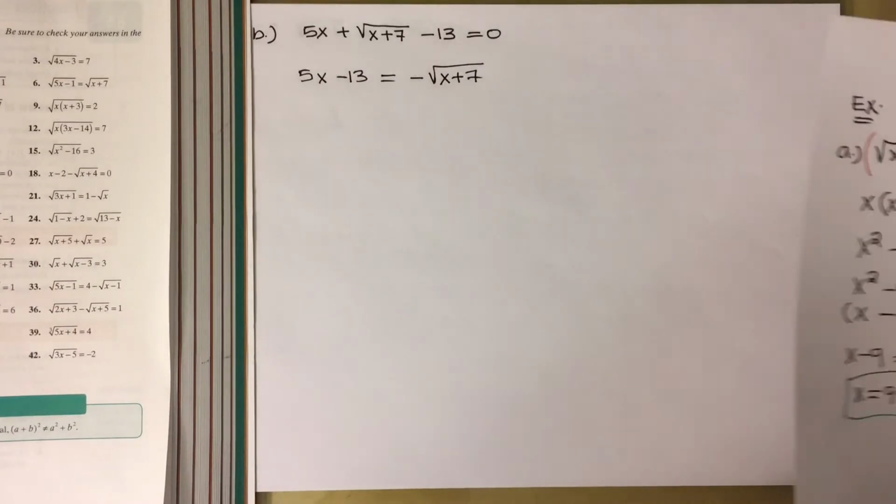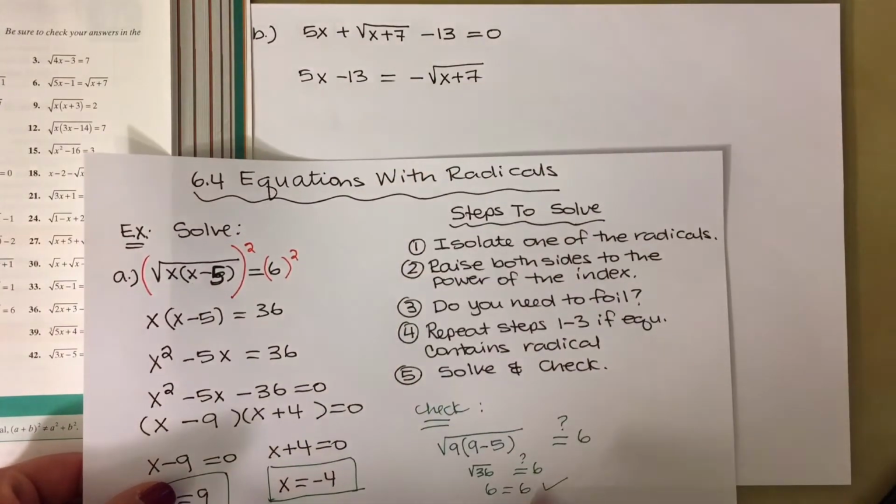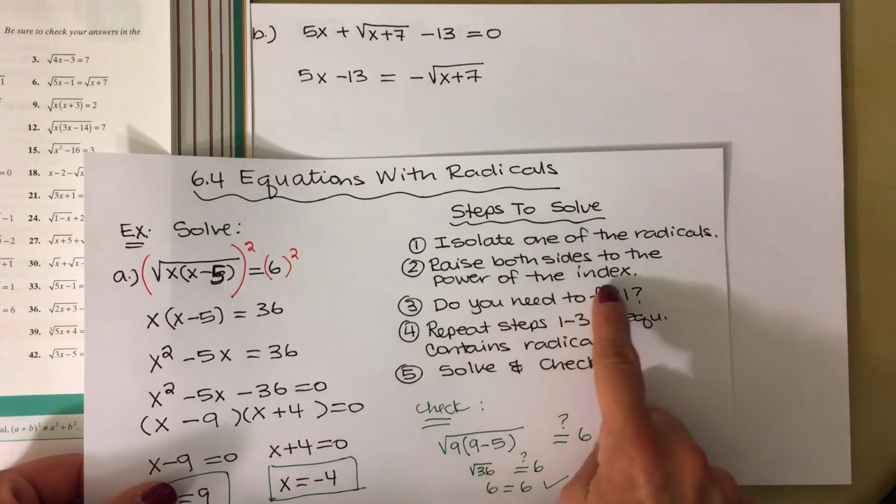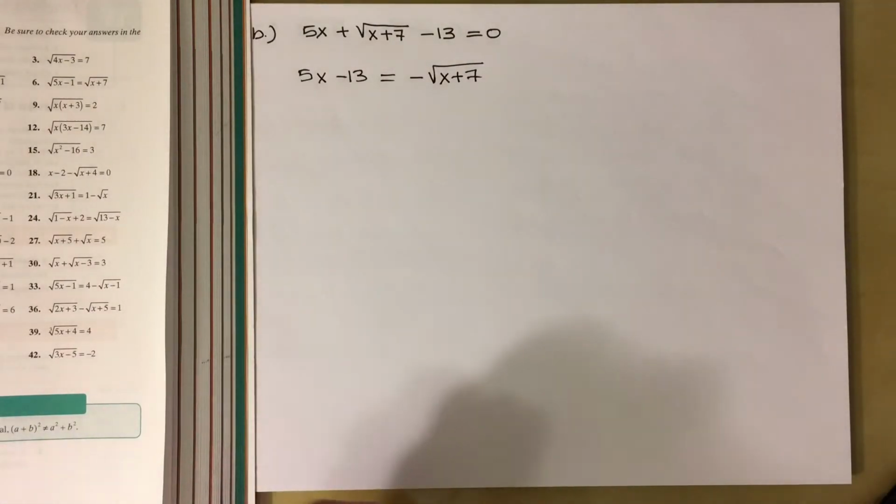The index is 2, so raise both sides to the power of the index. Looks like this.